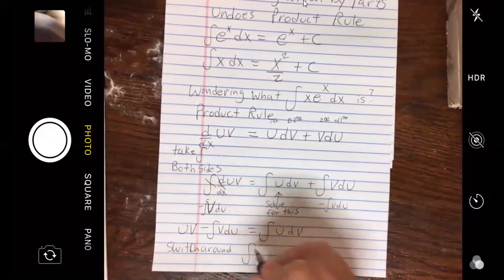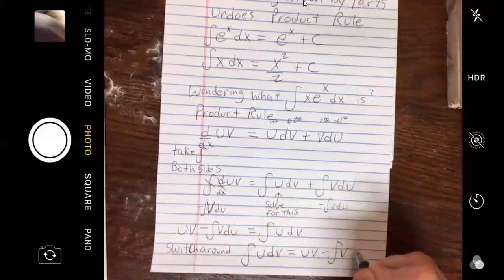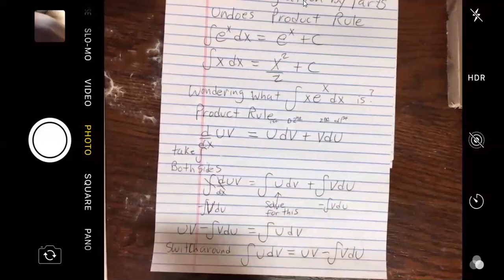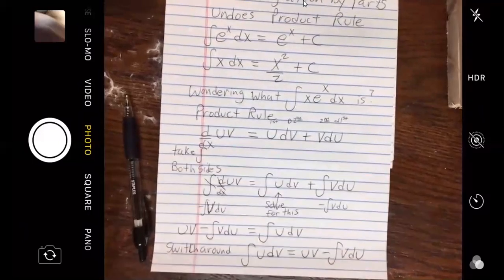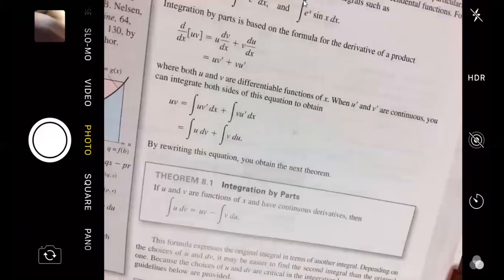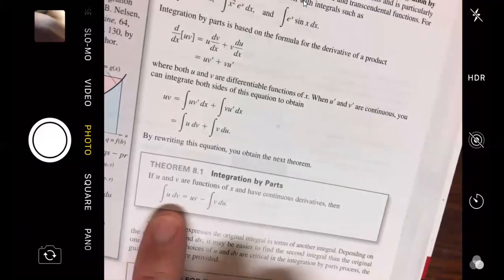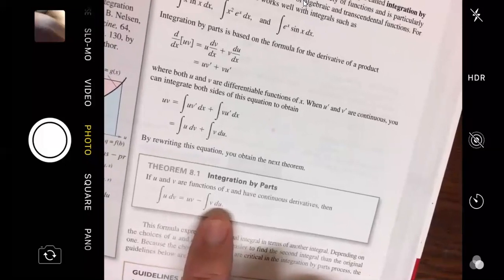Integral u dv, uv minus integral v du. And if you look on page 523, right here, u dv is u times v minus integral v du.